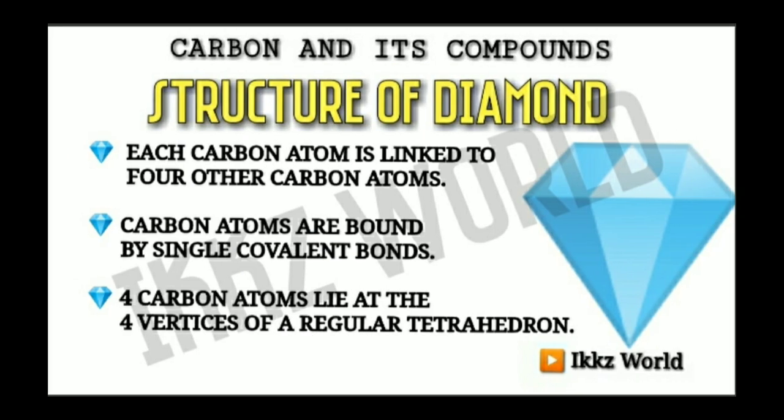Let's talk about the structure of diamond. In diamond, carbon atoms are linked together tetrahedrally. In a tetrahedron, each single carbon atom is bound to 4 other carbon atoms by strong single covalent bonds, which are in turn bound to other carbon atoms. The 4 surrounding carbon atoms lie at the 4 vertices, the 4 corners, of a regular tetrahedron. This tetrahedral arrangement of carbon atoms gives diamond a rigid 3-dimensional network structure.